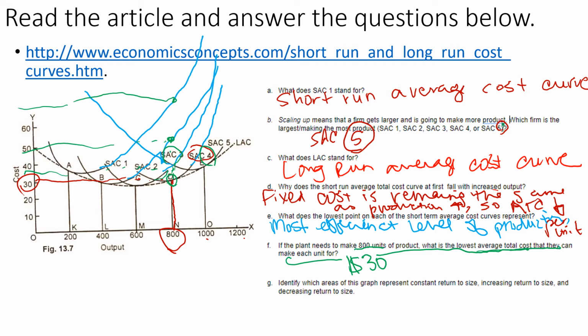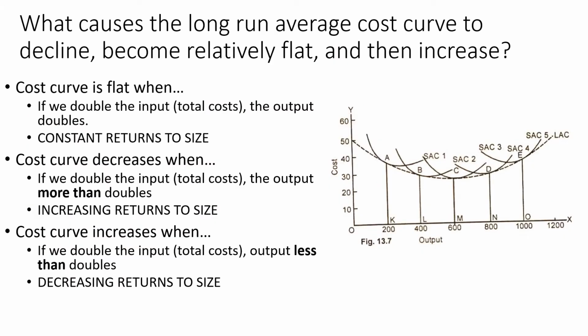Okay, G says identify which areas of the graph represent constant returns to scale, increasing returns to scale, and decreasing returns to scale. We're going to skip that one because we're going to hit it in the video we're going to watch. Actually, you can go ahead and answer G because I'll explain it here. So when a cost curve is flat, like at this point with the long run average cost curve, then when we double the input, we're going to double the output. So that's called constant returns to scale.